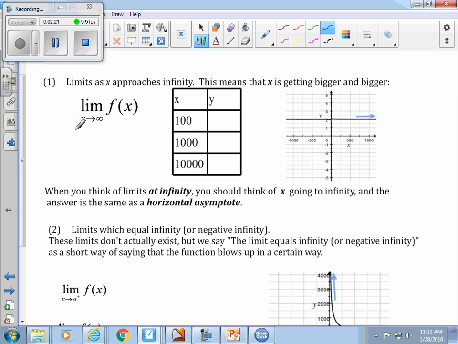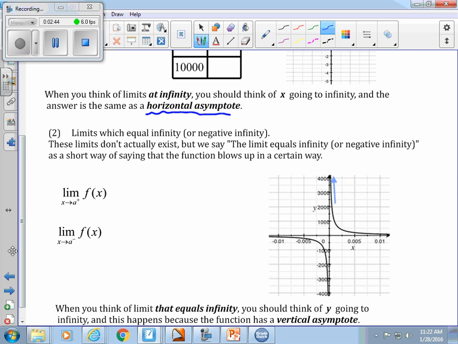Limits as x approaches infinity means that x is getting bigger and bigger. The idea is going to be very similar to horizontal asymptotes. Now, of course, we'll have some functions that aren't rational functions, so we'll have to think about how those work. But if we do have a rational function, we have some rules that we can follow.